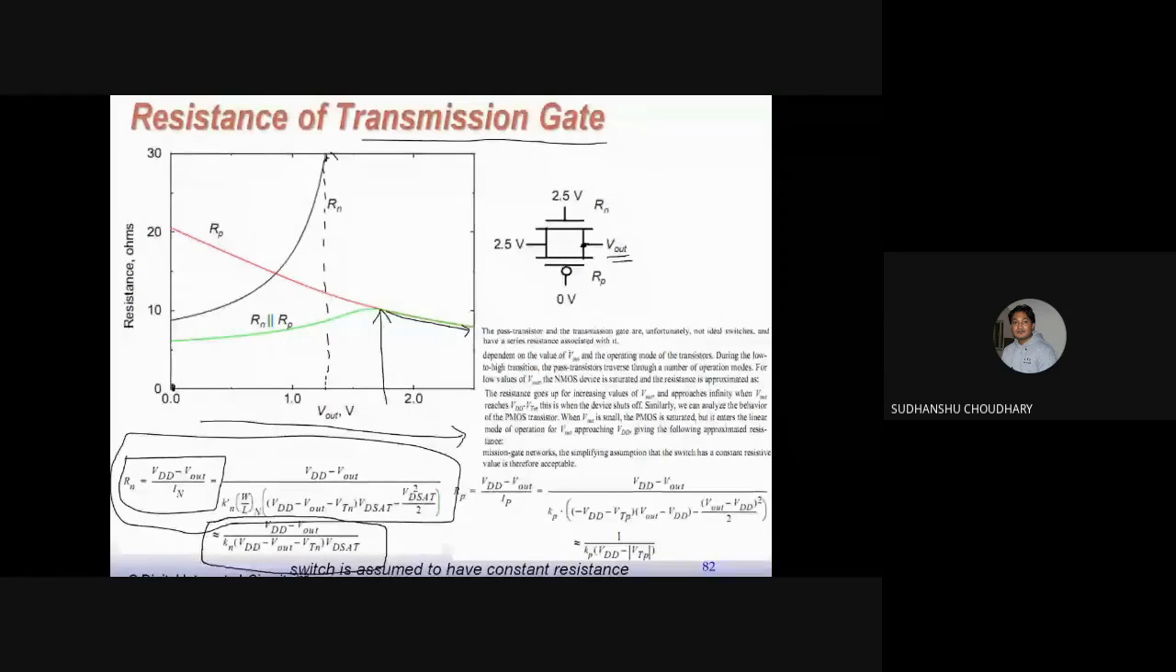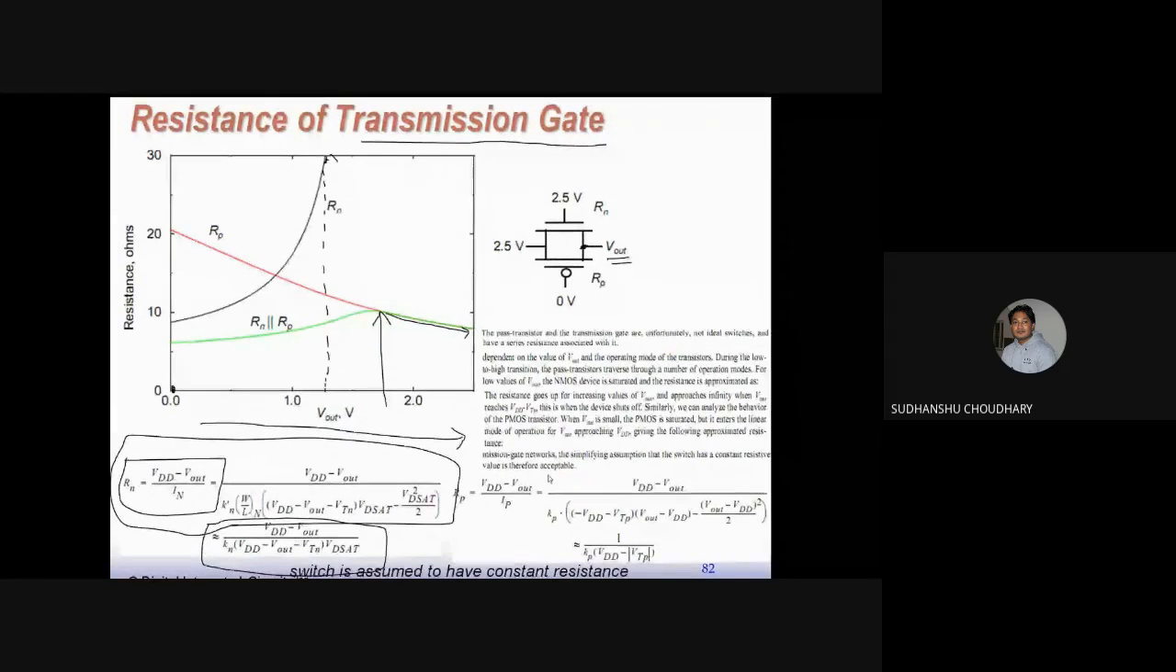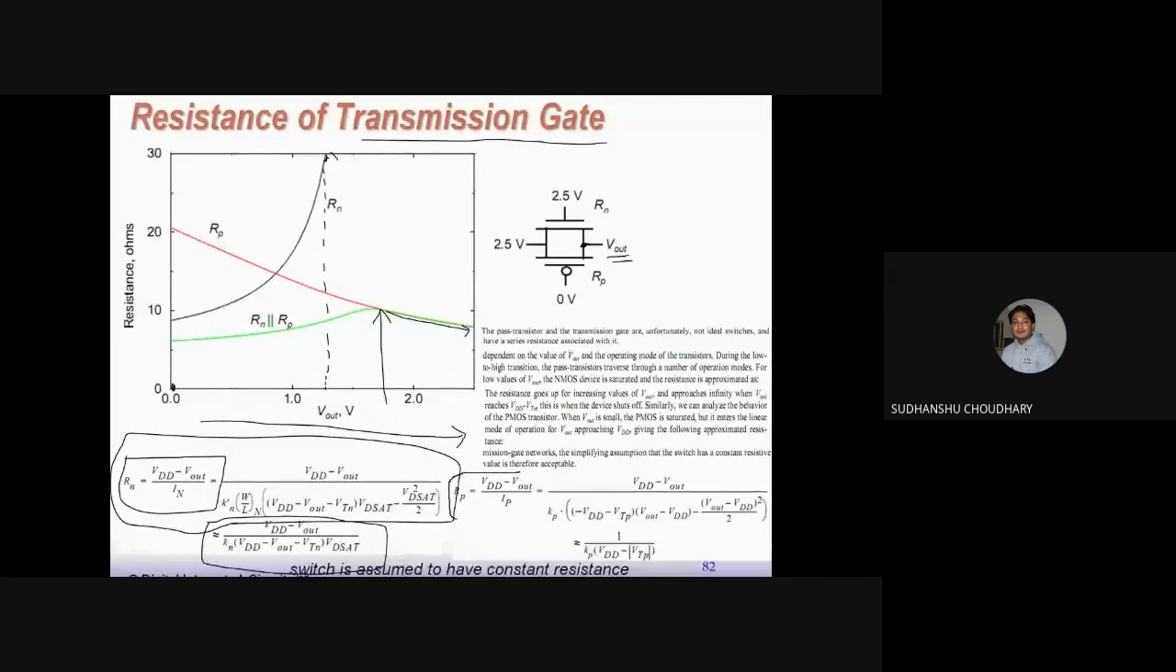Similarly, the resistance of PMOS can be found by using the same relation, that is, Rp is VDD minus Vout by Ip, and writing the relation for the current in saturation for my PMOS, I again arrive at this relation. And then finally, I arrive at this relation. So by these two, one can find out the resistance of NMOS and PMOS in a transmission gate.